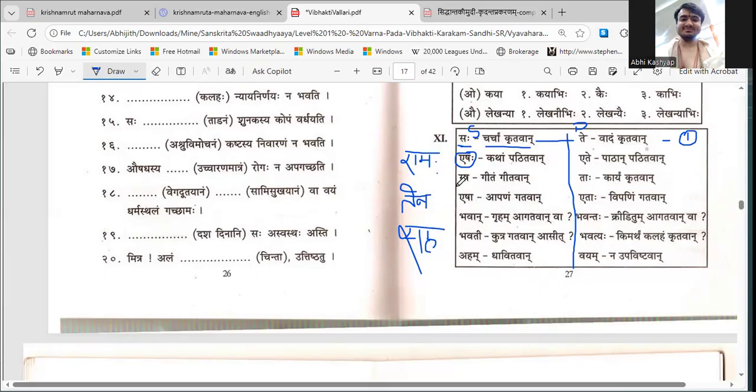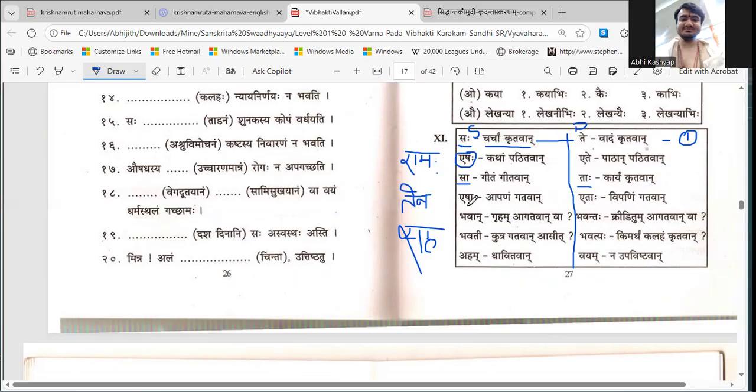Okay. Then sa will become taya. Ramaha taya saha geetam geetavan. Taha, the plural form, Tritiya Vibhakti will be tabhihi. So no need to mention Rama again. So tabhihi saha karyam kritavan.